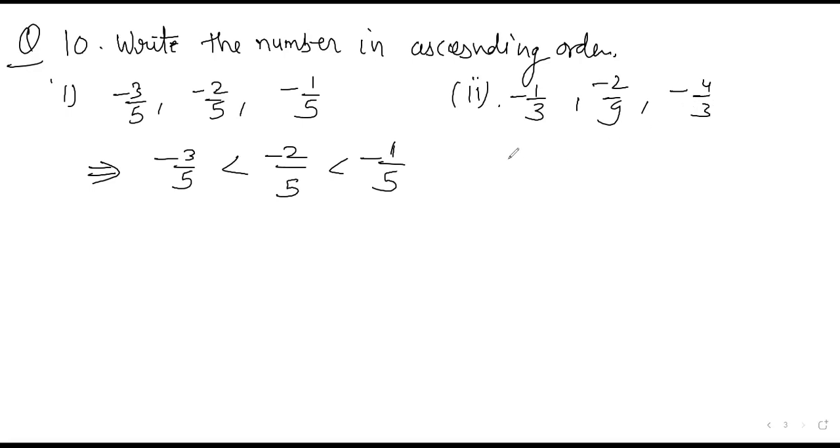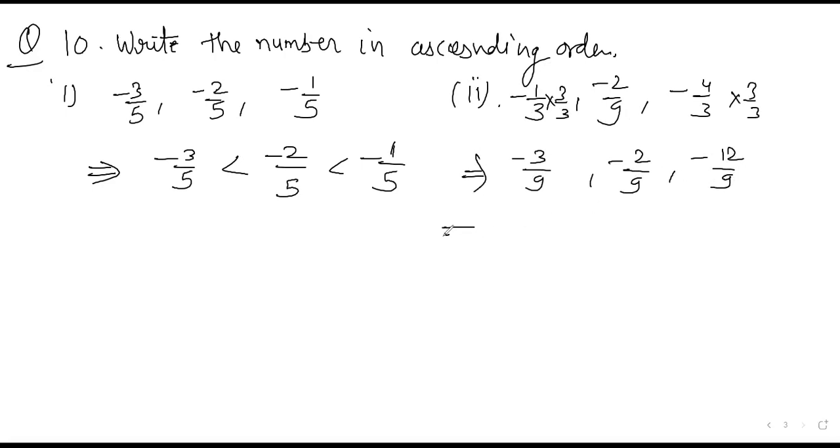upon 3. So as I told, firstly we have to make the denominators the same. So that means there will be 9. So we have to multiply, this one by 3 by 3 and this one also by 3 by 3. Okay, so make the denominators the same. So minus 3 upon 9, minus 2 upon 9 and minus 12 upon 9.